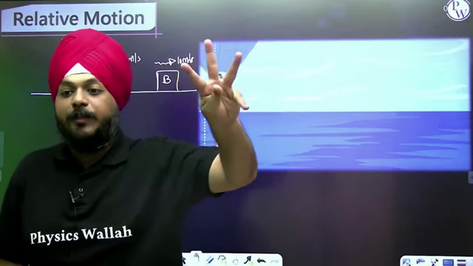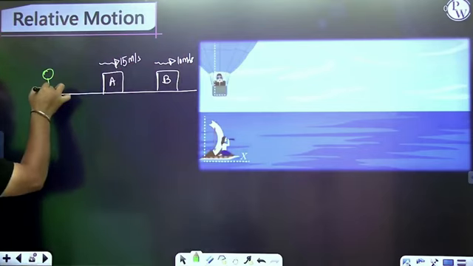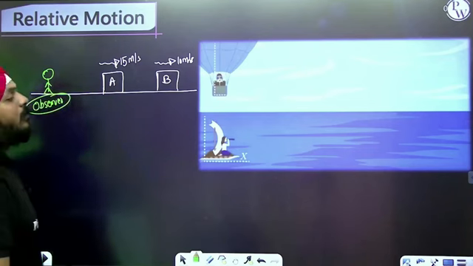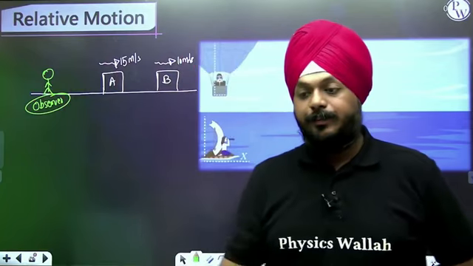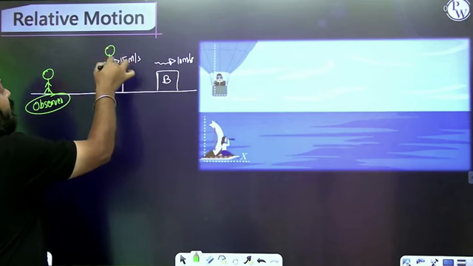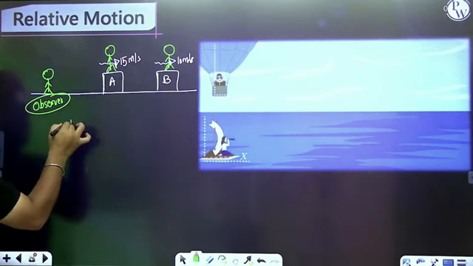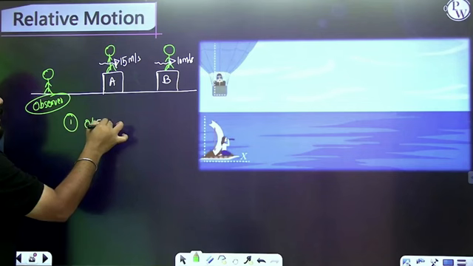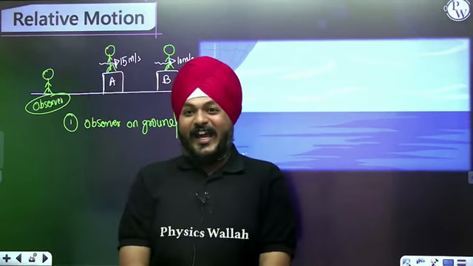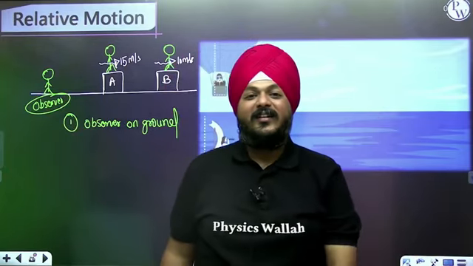I am taking 3 observers. The first observer is on the ground. The second observer is on A. The third observer is on B. First we are taking the observer on the ground. I am standing on the ground. I can see A is moving with some velocity, B is moving with some velocity.